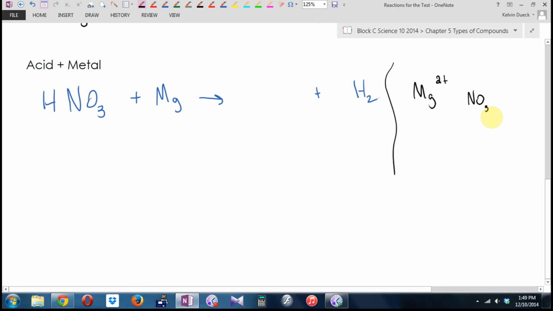Negative? Just -1? Okay, so the product is going to be 1 magnesium and 2 NO3s. Now we have the skeleton equation, but it's not balanced yet. Let's balance.